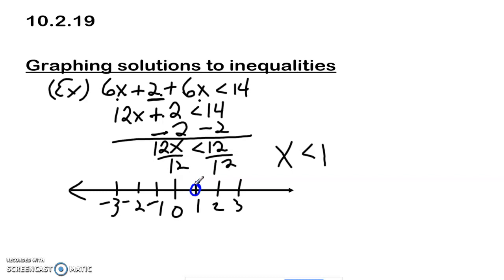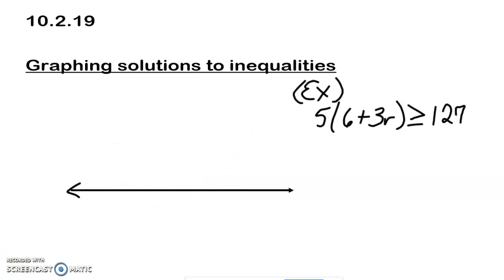And we want values of x less than 1. And remember, I mentally plugged in 0, and it worked. So I know that these are values that are less than 1, and that's the solution to that inequality and the graph of the solution.